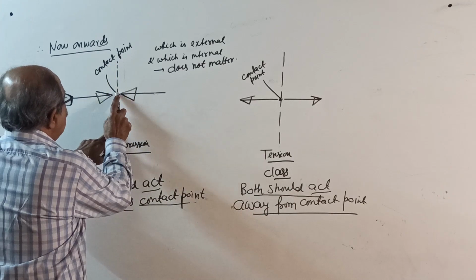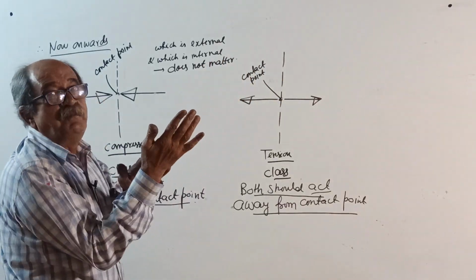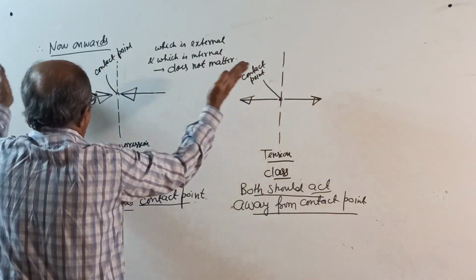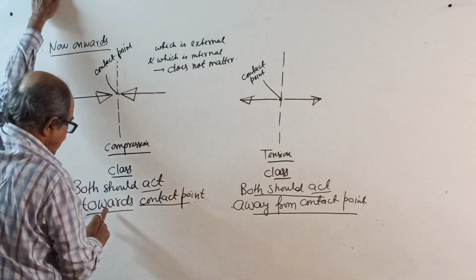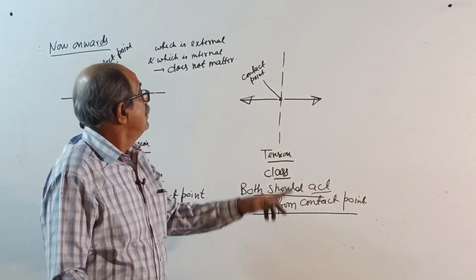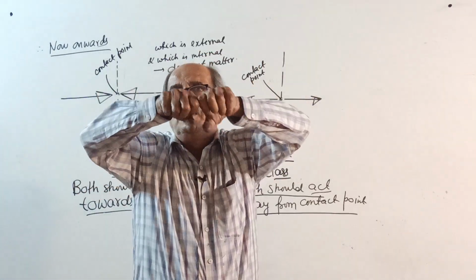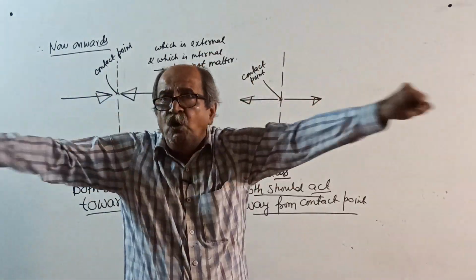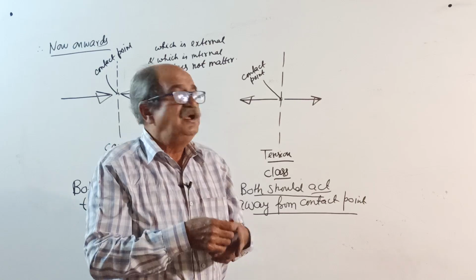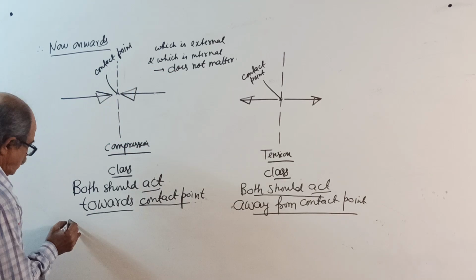Compression means to the contact point. I should be careful, otherwise it will be painful. To the contact point, both should act towards the contact point. Tension means both should act away from the contact point. Or you can write a crude method.